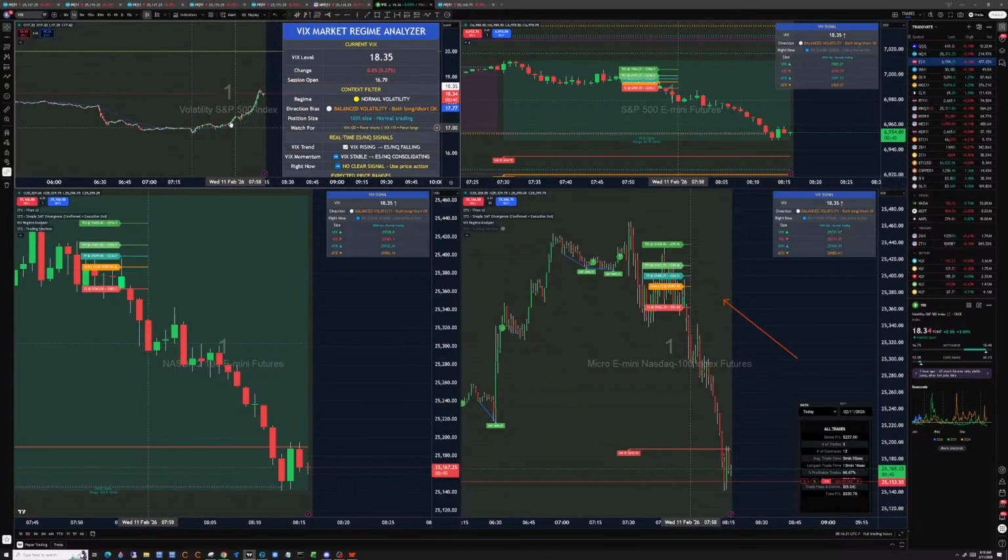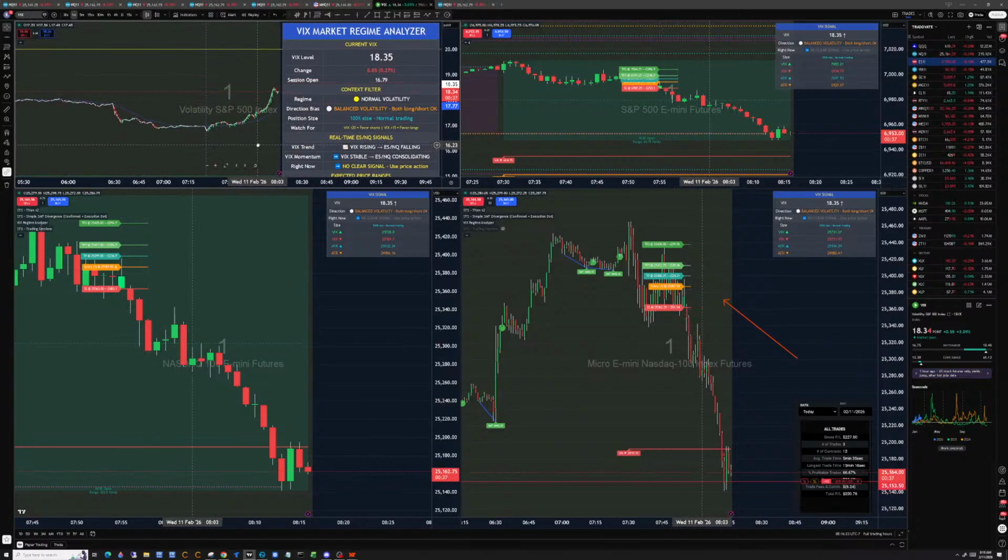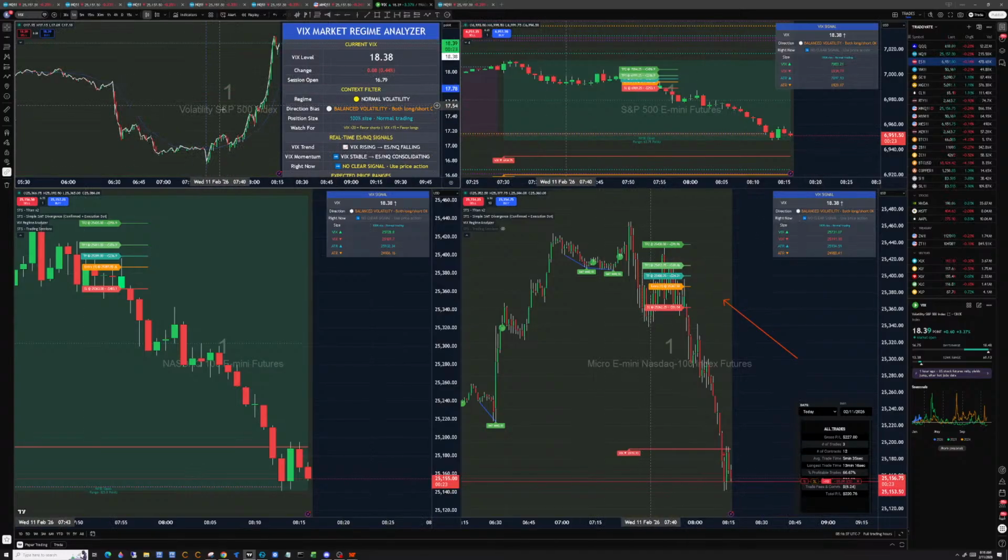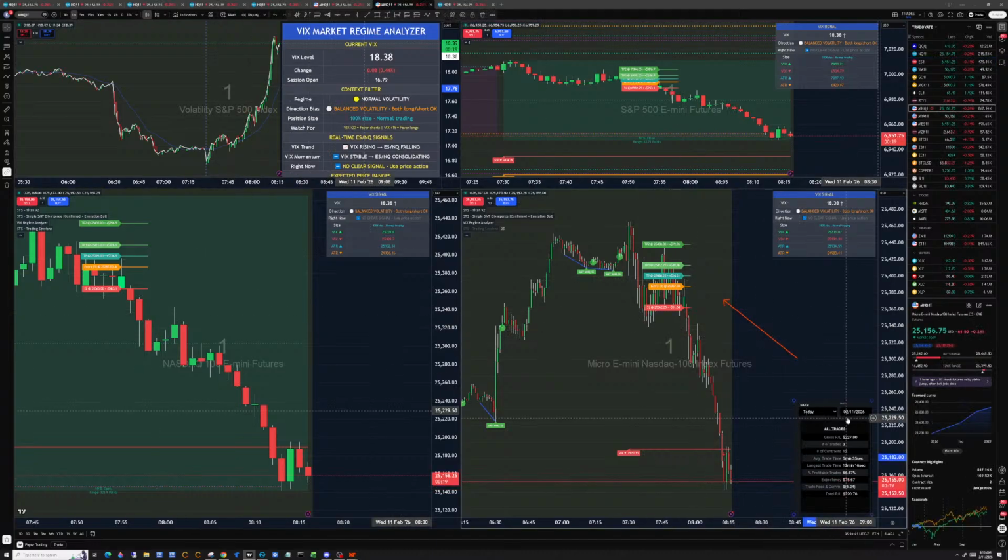So what I'd be watching for right now, and I'll keep this up for a little bit, is if this VIX keeps climbing. Once it hits 20, it's like a key level, and typically the market will start reacting in a pretty crazy way. So we're at 18.39 right now.